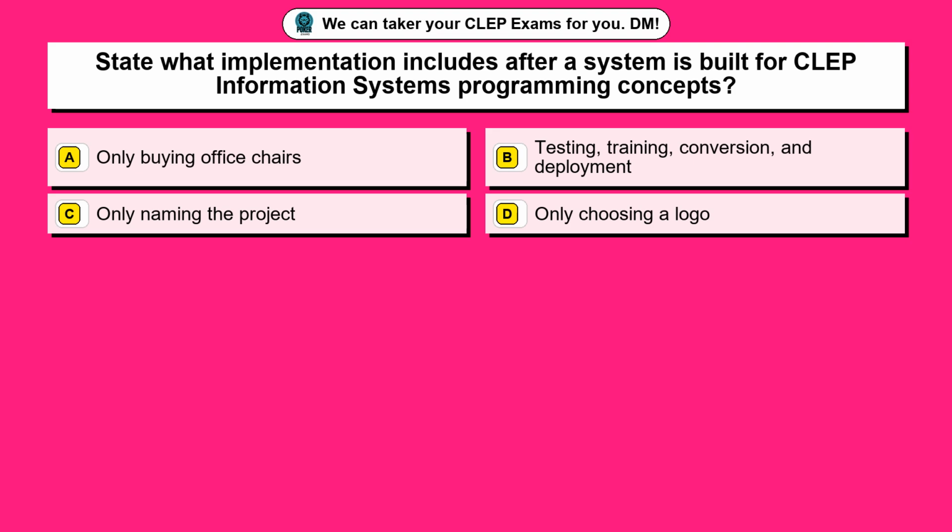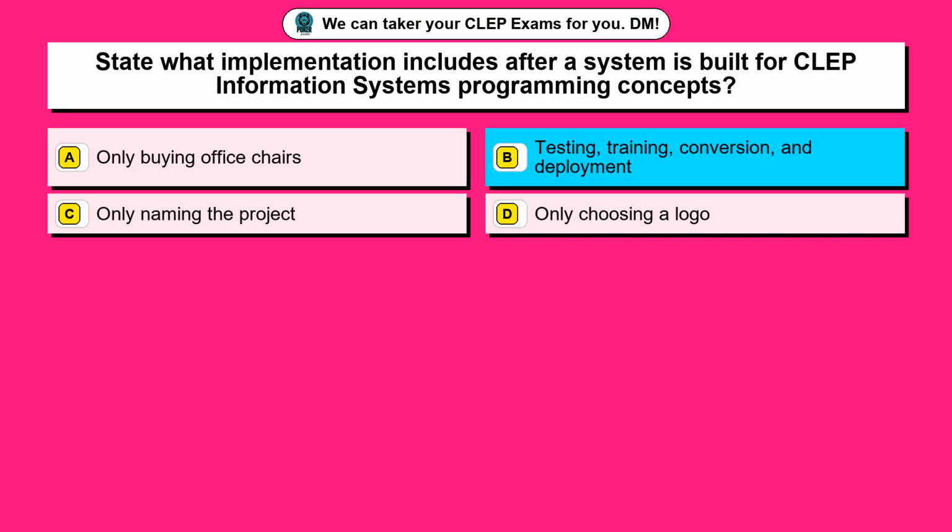Question 74. State what implementation includes after a system is built for CLEP Information Systems programming concepts. Option A. Only buying office chairs. Option B. Testing, training, conversion, and deployment. Option C. Only naming the project. Option D. Only choosing a logo. The correct answer is option B.